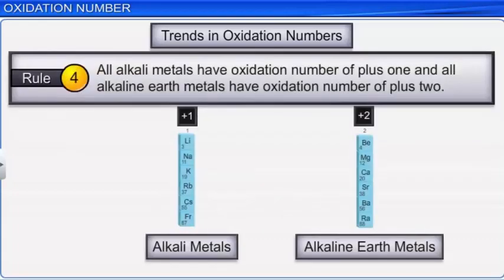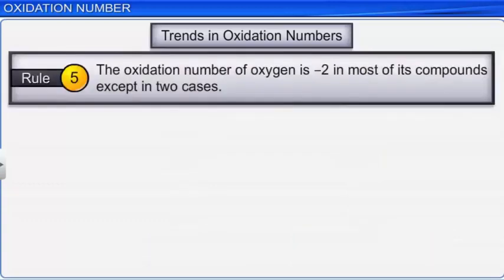The fourth rule says that in their compounds, all alkali metals have oxidation number of +1 and all alkaline earth metals have oxidation number of +2. According to the fifth rule, the oxidation number of oxygen is -2 in most of its compounds, except in 2 cases.